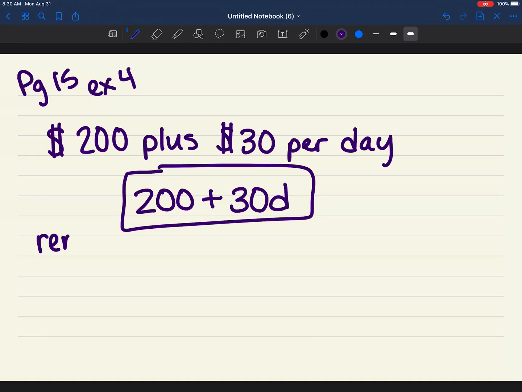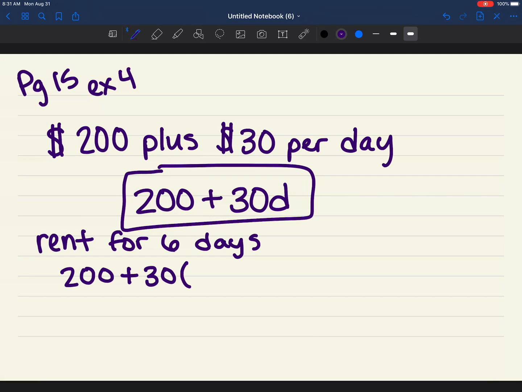Now, is it possible for me to find out the cost to rent that for 6 days? Yes? How would I do that? 30 times 6, I think. I'm going to use the whole expression. But then you add 200 plus 30 times 6. There we go. So all you're going to do is take your expression and substitute 6 for D because we said D was the number of days. So if we're renting it for 6 days, you're just going to substitute, right?